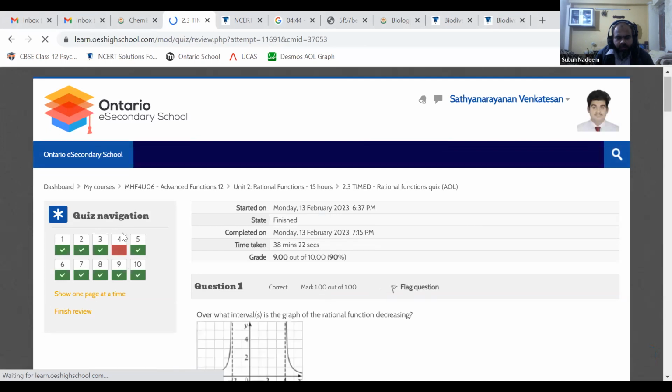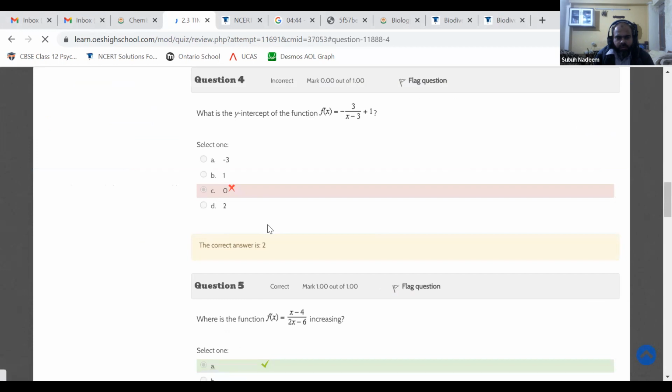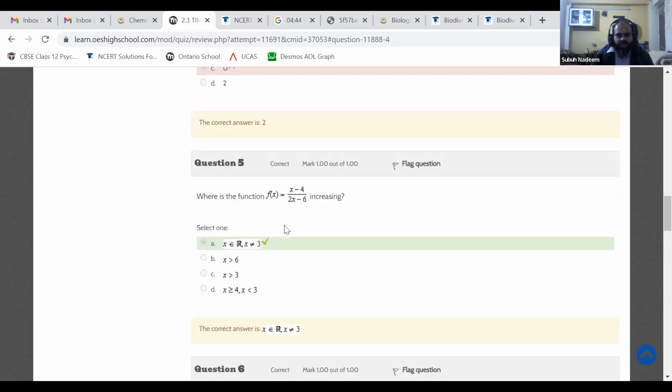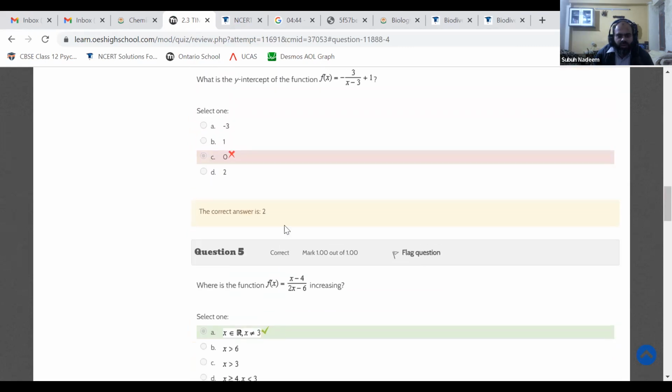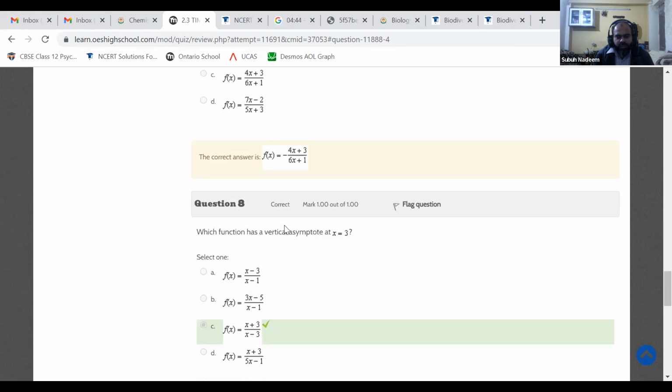Which one is wrong? Fourth one. Zero. If you put x is equal to zero, you'll get two, no? How did you get zero? If you put x equal to zero, what will you get? Yes, I didn't cross-check also. It will be minus 3 by minus 3, so that will be plus 1. Anyways, it was just a careless mistake. Otherwise, all right. Conceptual questions are all right. Okay. Yeah.